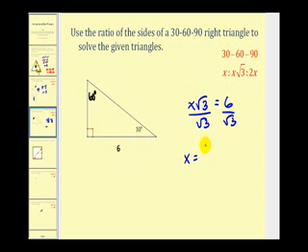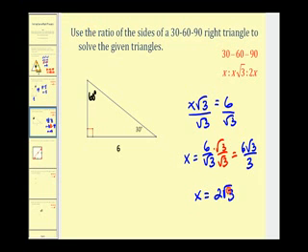So we have x equals 6 divided by square root 3. Let's go ahead and rationalize this. Looks like we're going to have 6 square root 3 divided by 3, so x is equal to 2 square root 3. Now going back up to our ratios, x is the length of the side opposite the 30-degree angle. So here's the 30-degree angle. The opposite side here must equal 2 square root 3.